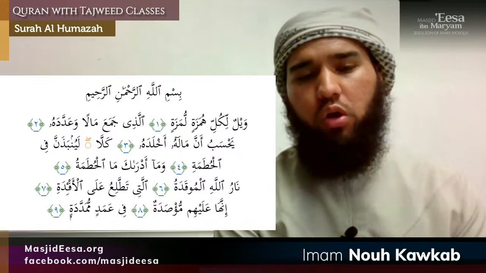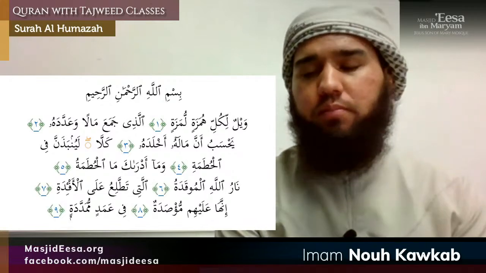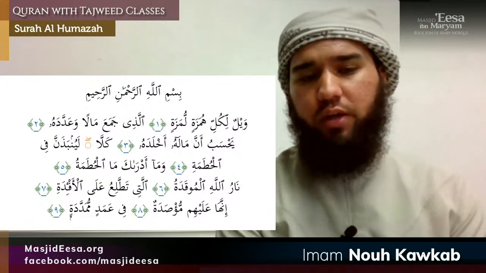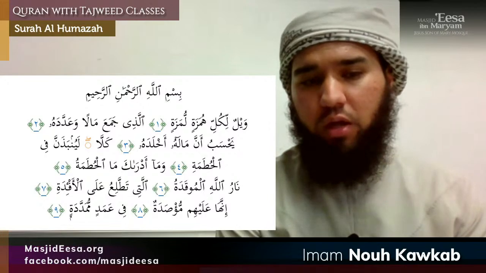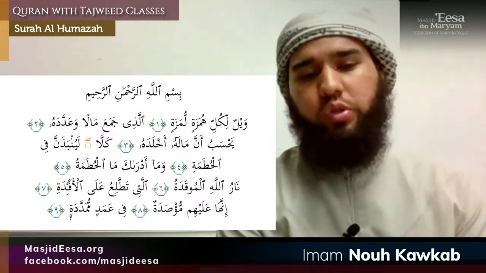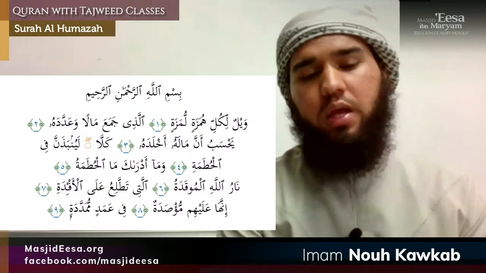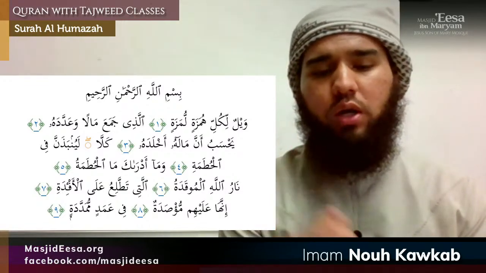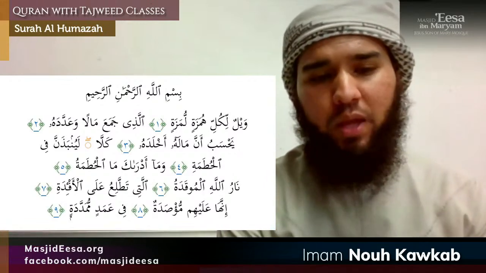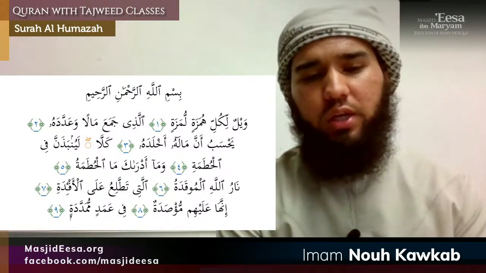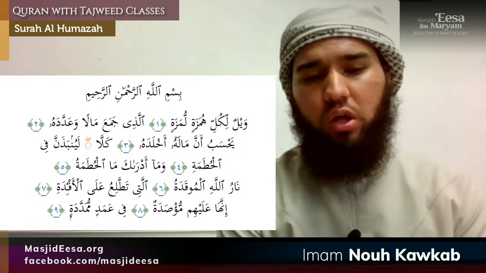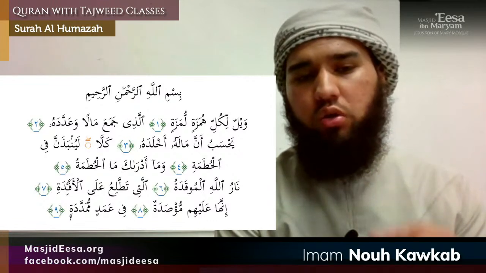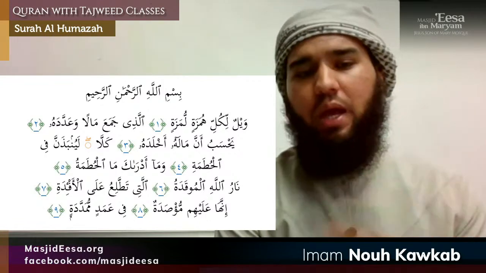أخلده. We can also count this mad as mad munfasil jaiz because there is a hamza coming in the next word after it, right? So we can also count it as mad munfasil jaiz. يحسب أن ماله أخلده. 4 to 5 harakat long. أخلده, right? We have to make sure this kha we're pronouncing is clear and heavy. Akh, not light, but heavy.